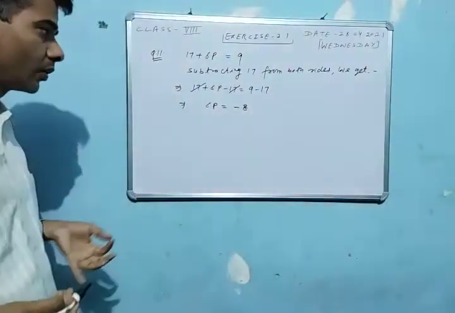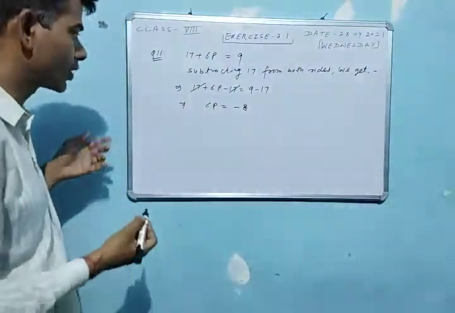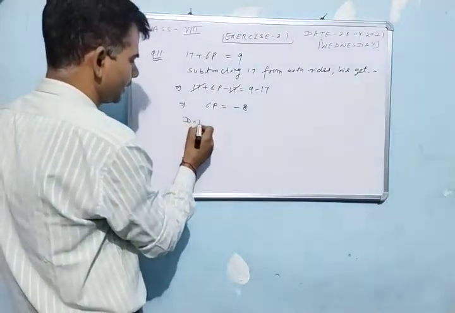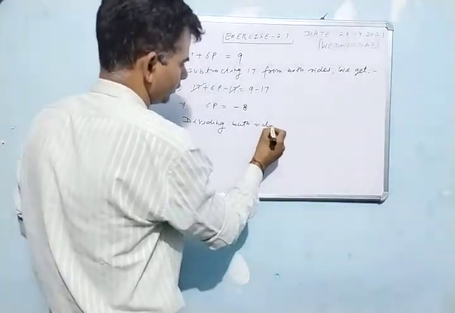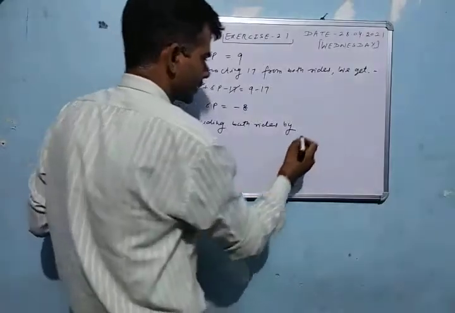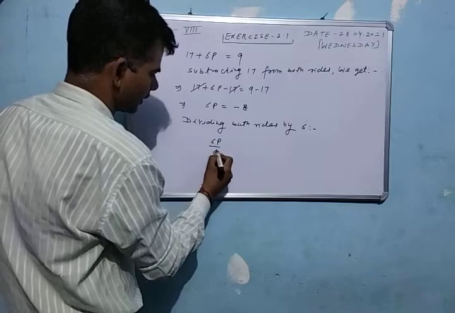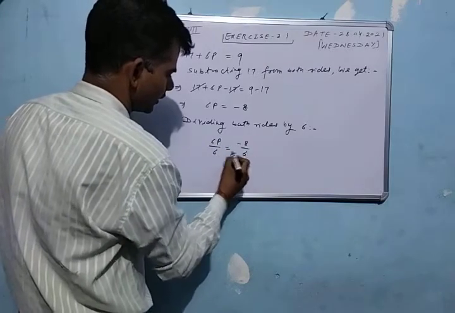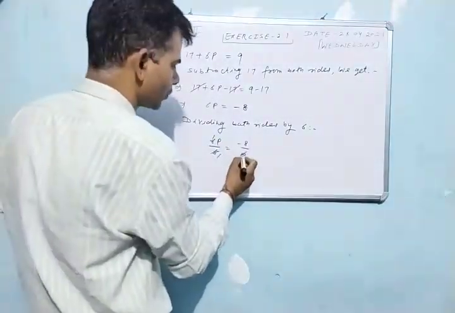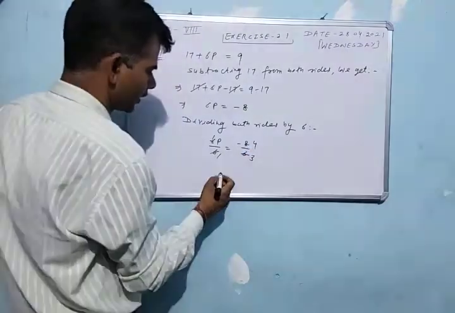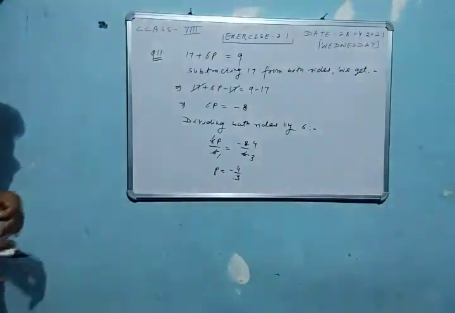Now students, we have to find the value of p, and 6 is multiplied with p. Now dividing both sides by 6. 6p divided by 6 is -8 divided by 6. Now students, 6 ones are 6, 6 ones are 6, 2 threes are 6, 2 fours are 8. Now the value of p, students, is -4/3. Please note it down.